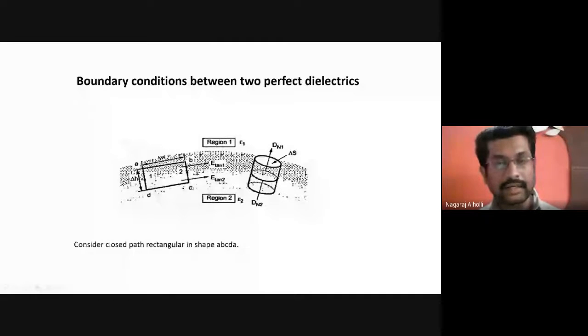Delta H by 2 lies in medium 1, that is dielectric medium 1, and the remaining delta H by 2 lies in the second medium, that is the dielectric with permittivity epsilon 2, right? Then the tangential component in dielectric medium 1 is E tan 1, and the tangential component in dielectric medium 2 is E tan 2.